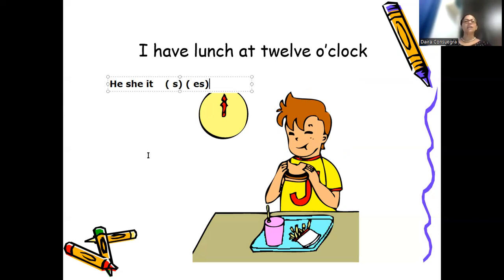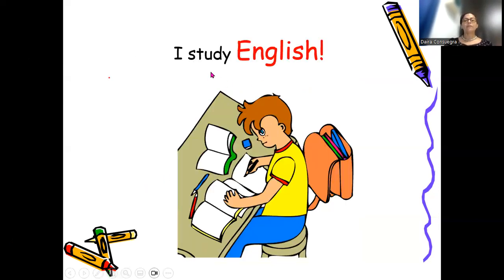He, she, and it need S or ES. I, you, we, and they don't need anything, okay? So let's continue. Okay. In here we have, I study English. I study English. Yeah. Yo estudio inglés. Here is the subject. Here is the verb study. And here is the complement English.